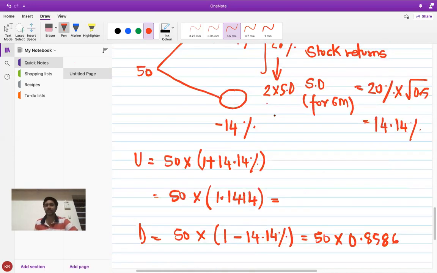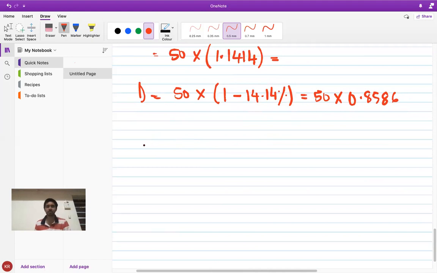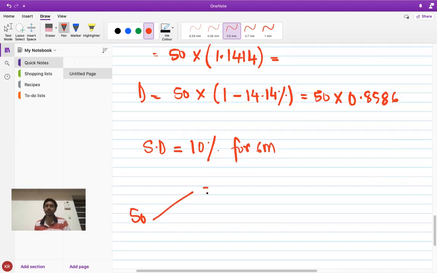If you look at our initial example, I had implicitly assumed that the standard deviation is 10% for 6 months, and that is the reason I moved the price from 50 to 55 and from 50 to 45. There is a gap of 2 standard deviations in between. One standard deviation is 50 into 10 percentage, which is $5, so the gap of $10 is nothing but 2 standard deviations.